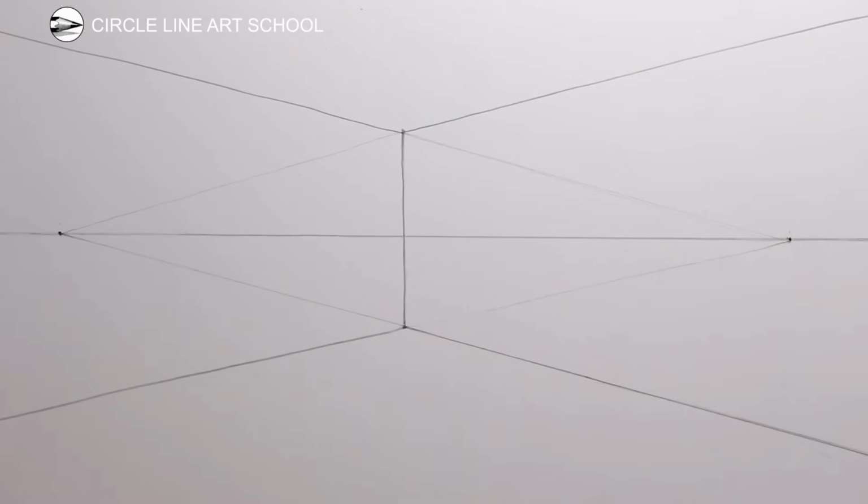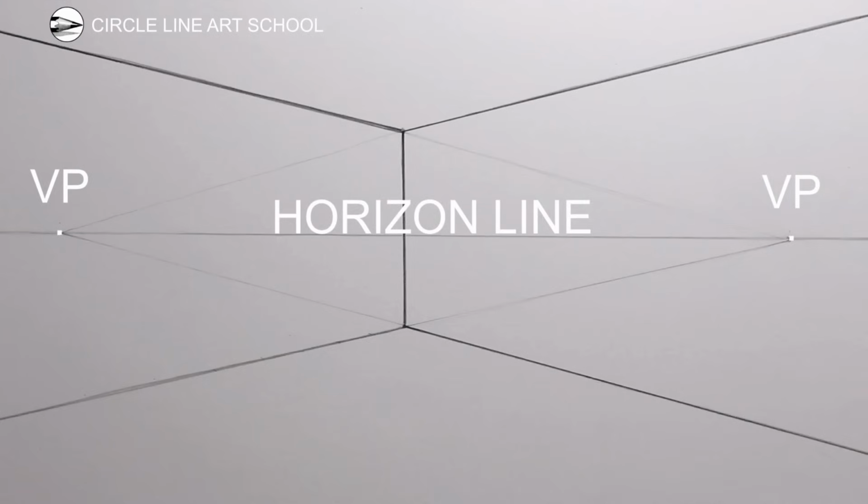So that is it. We have a room in two-point perspective. Maybe it doesn't look much at this stage, but this is a room in two-point perspective, at least the corner of a room. And because we've got the two vanishing points on the horizon, we can add things to this room using the same technique of two-point perspective.